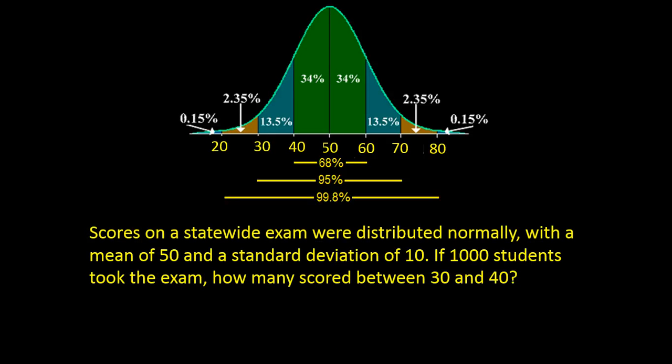So let's keep the same bell curve, the same mean of 50 and standard deviation of 10. If 1,000 students took the exam, how many scored between 30 and 40? Take a look at the bell curve on the left side at that blue part. The blue part on the left is between 30 and 40, and you'll see it says 13.5% of all the data falls into the range between 30 and 40. So 13.5% of the 1,000 students would have scored between 30 and 40, and that's 135 students.